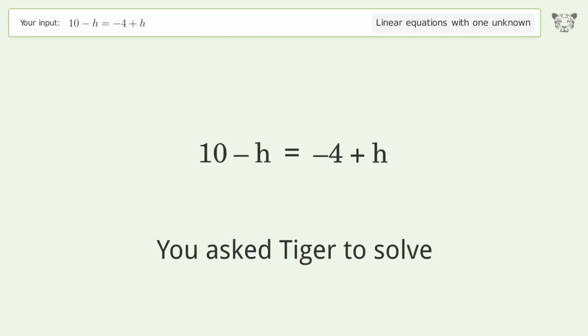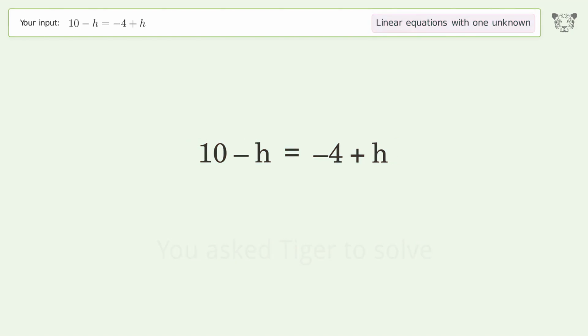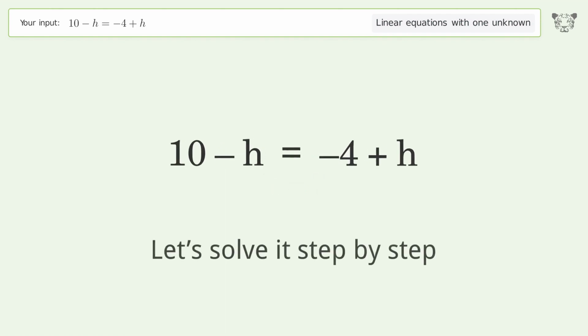You ask Tiger to solve. This deals with linear equations with one unknown. The final result is h equals 7. Let's solve it step by step.